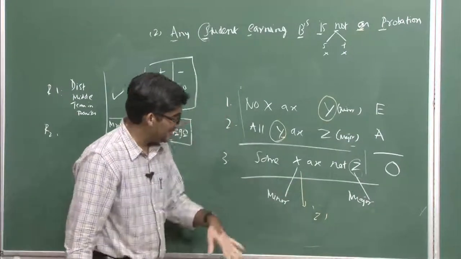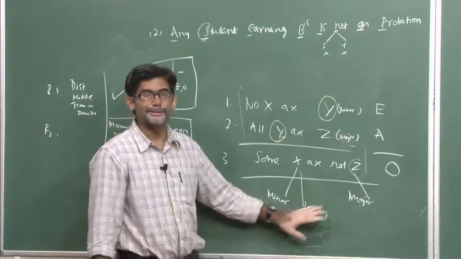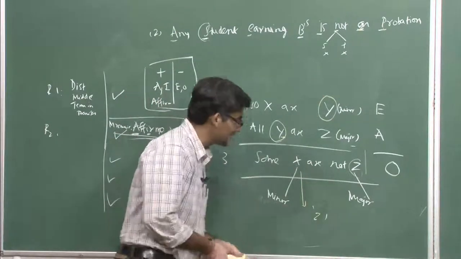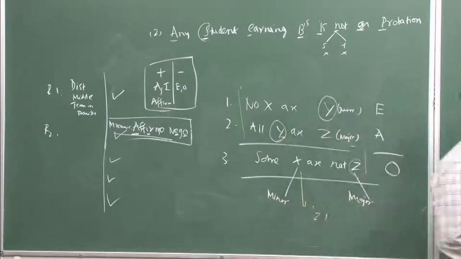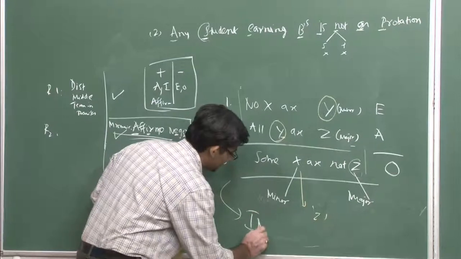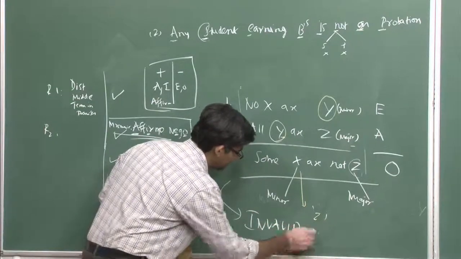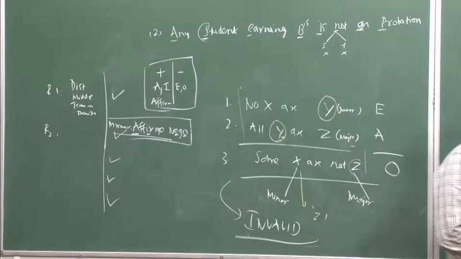So the problem here is that in the conclusion the term Z is distributed, but it is not distributed in the premises, so it violates this second rule, which means this particular argument is invalid. Like this we can find out whether or not a given syllogism is valid.